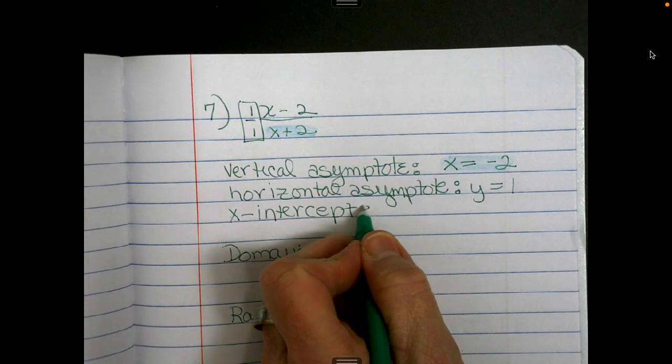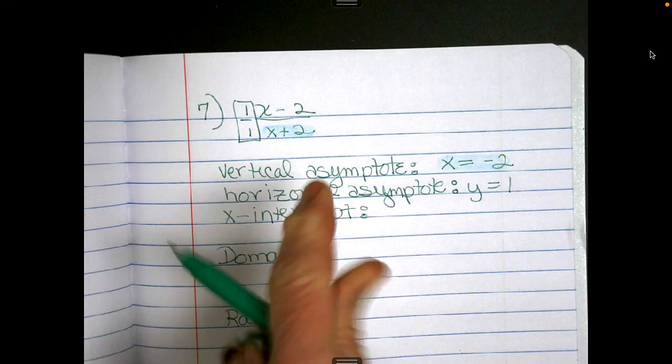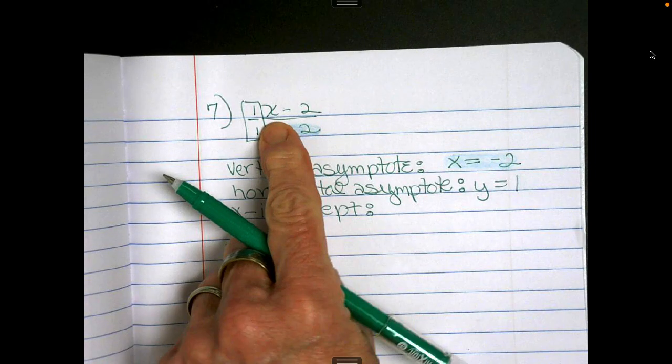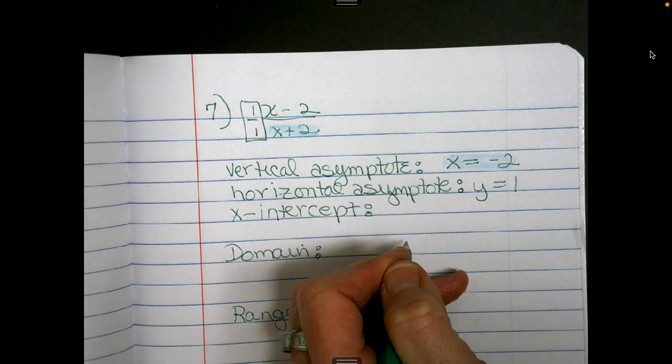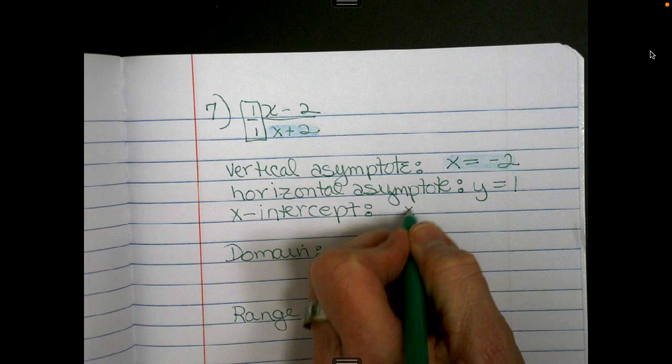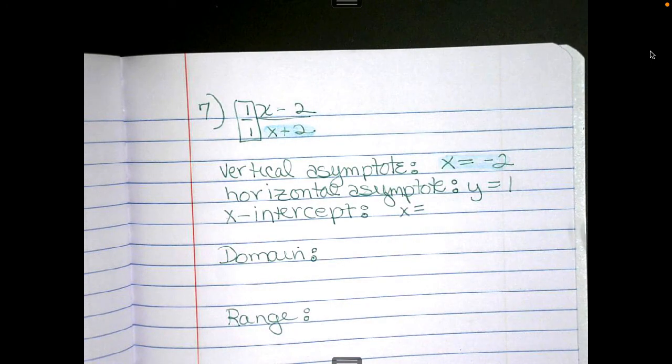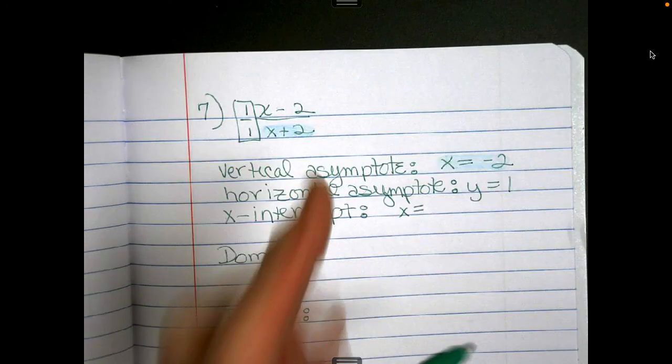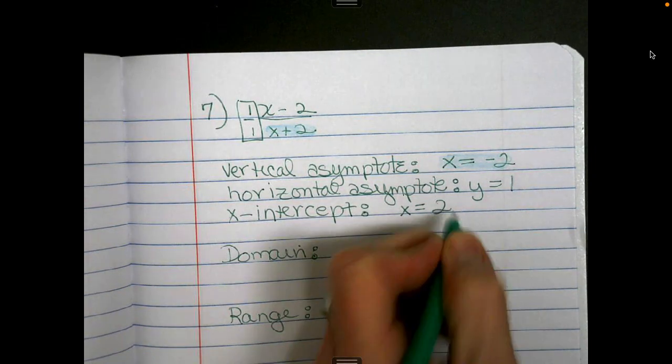The x-intercept is what makes the numerator 0, right? So it just has x equals in the homework here. So you only have to put what's going to make the x 0. Okay.